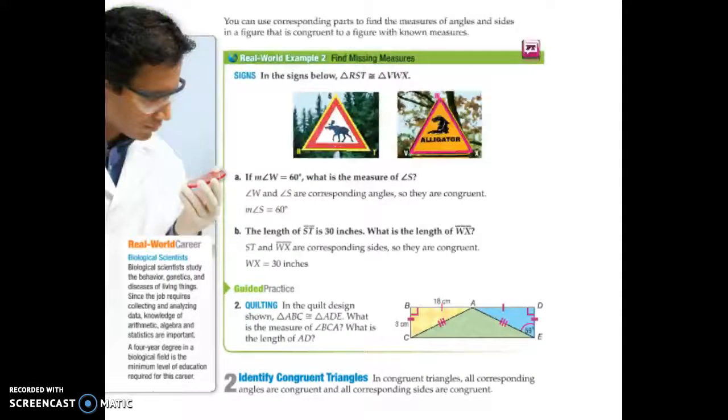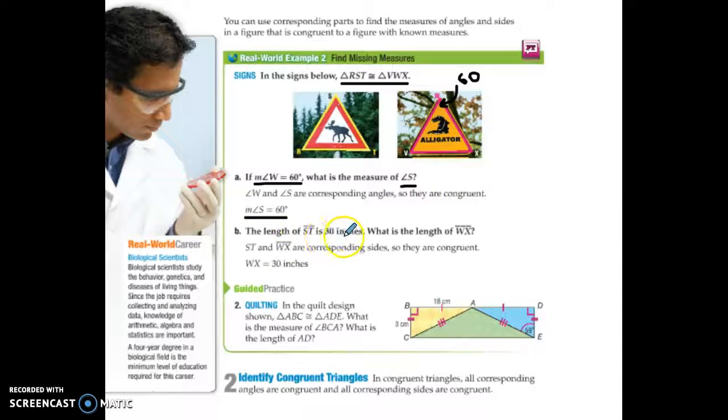Alright? Almost done here. Again, now we're just playing the matching game again. It tells me the measure of angle W is 60 degrees in this picture. Well, W is right there. That's 60 degrees. What does that match up with? Well, if you can't tell where that matches up with in the other one, let's look at the congruent statement they give us right here. Alright? W is 60. W is the middle one. S is the middle one. So that tells me S is also going to be 60 right there.